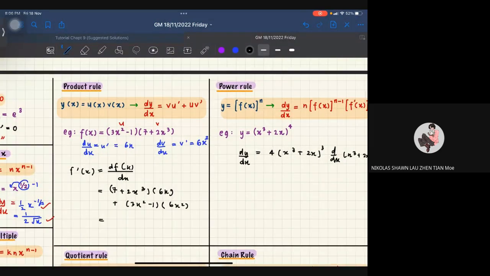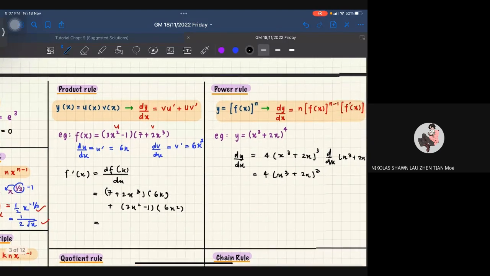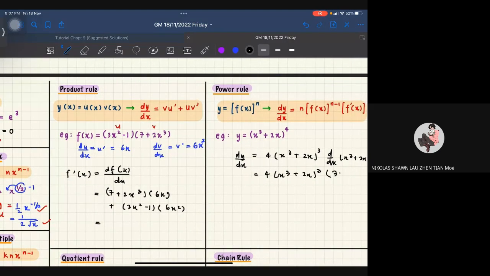Okay, so kita salin sahaja yang bahagian depan. Awak akan ada 4 times x cube plus 2x cube. And then differentiate x cube plus 2x. Awak akan ada 3x square plus 2. Settle. Okay, so boleh tak kita nak simplifykan apa-apa dekat sini? Tak boleh dah nak simplifykan apa-apa. So this is gonna be your final answer lah. Macam ni sahaja jawapan akhir awak. Okay, so this is power rule.